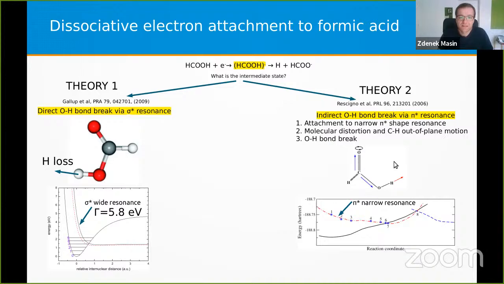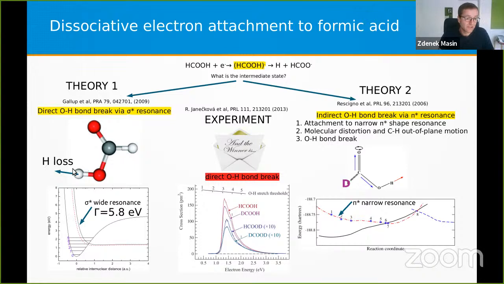And the experiments were done in a group of Mikhail Alam in 2013. And the winner is that the direct OH bond break is actually taking place. So it's the simplest mechanism. And well, how does the experiment determine that?